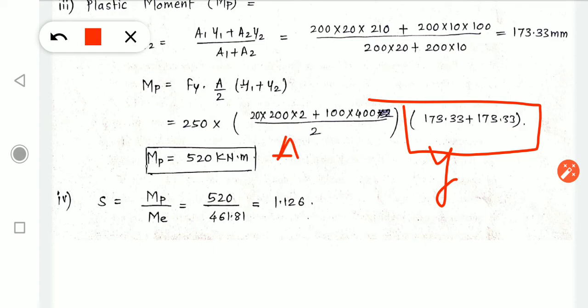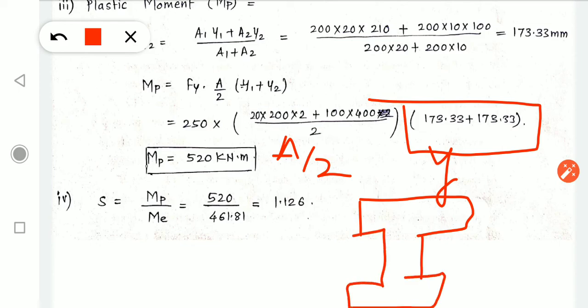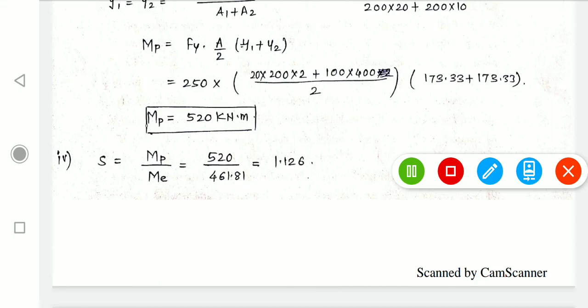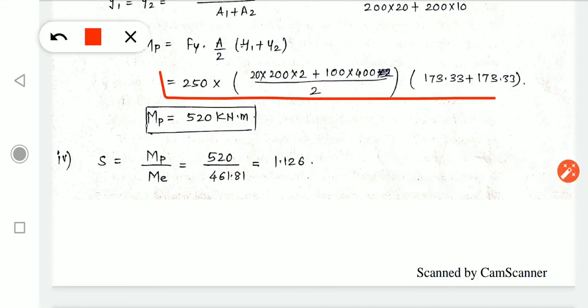Now here it is A by 2. What will be the area? Find the area of this I section. It is easy now, finding the area is easy, so I am not explaining it. Find the area and divide by 2. Put all the values into the given formula and calculate the MP.